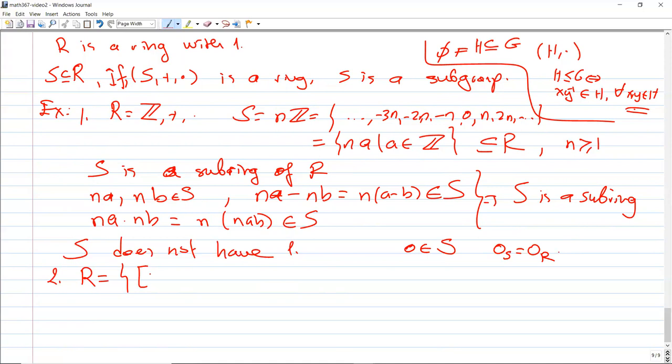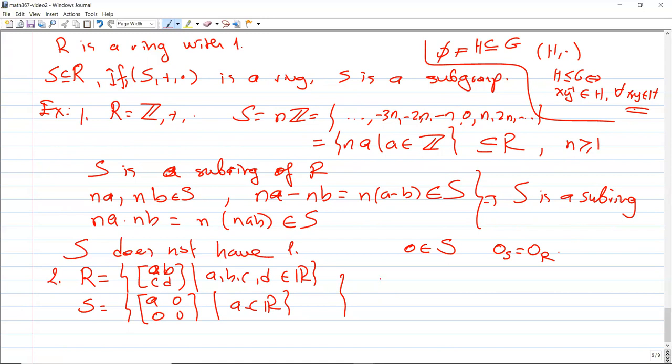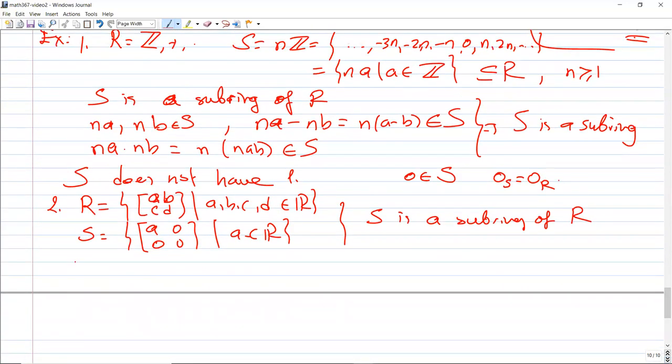So let's take R to be the 2x2 matrices [[a, b],[c, d]], where a, b, c, d are real numbers. This is a nice example. And let's take S to be the matrices [[a, 0],[0, 0]] such that a is in R. You can check, as an exercise, that S is a subring of R. It's a subset, and with matrix addition and multiplication, it is a ring. So S is a subring. S is not empty, of course. The reason is that, for example, the zero matrix is in S, or even [[1, 0],[0, 0]] is also in S. I will leave it to you to show that this is a subring.